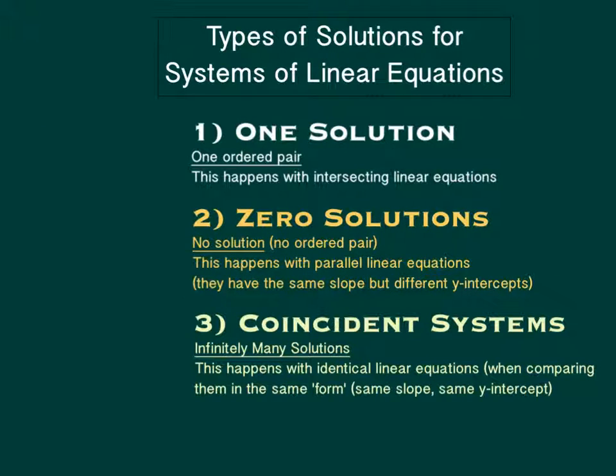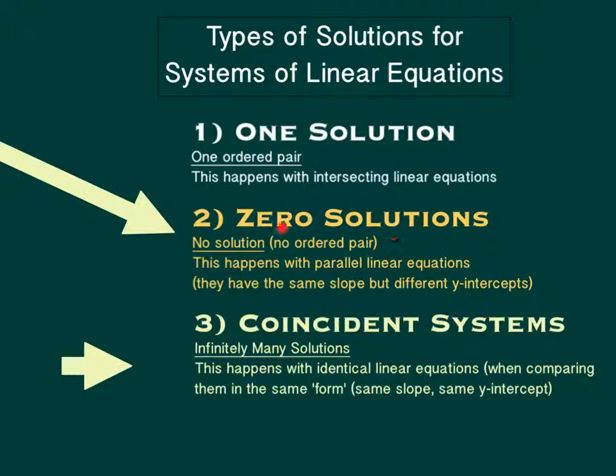Now, one thing to note before I go further with this is, though a system could have just one solution, where the one ordered pair, the one that fits or matches, is the solution itself, and that happens with intersecting lines, you could also have two other types of systems where you've got no solution, or in this case, zero solutions. And you also have coincidence systems. In the zero solutions case, you have no solution.